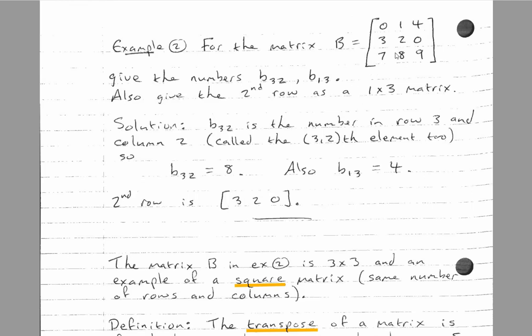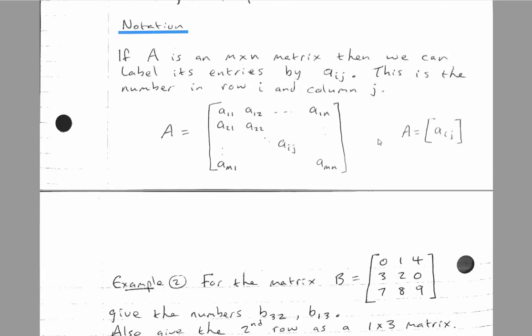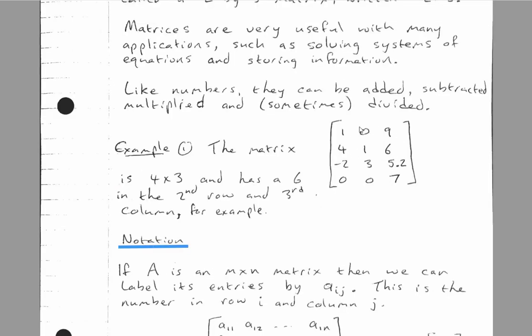Yeah, this matrix B is a 3 by 3 matrix, so that's an example of a square matrix. Same number of rows as columns. This first example is not square, this is 4 rows and 3 columns.